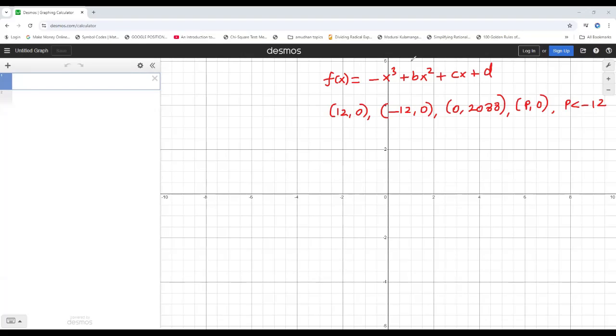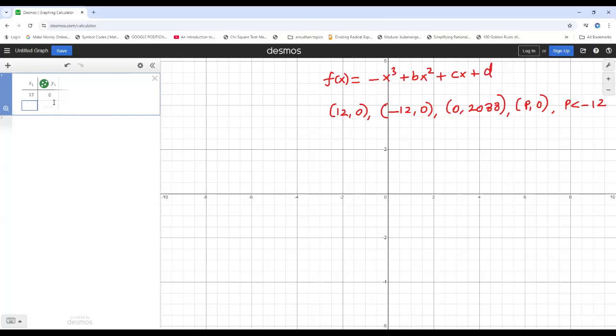To give these 3 points as input, on the top left corner there is a plus sign. You just click on it and click on table. Here, instead of x and y, we have x1 and y1. For the first point (12, 0), just give 12 as the input for x1, and for y1, we have 0. Now just press enter, and we can go to the second row of the table.